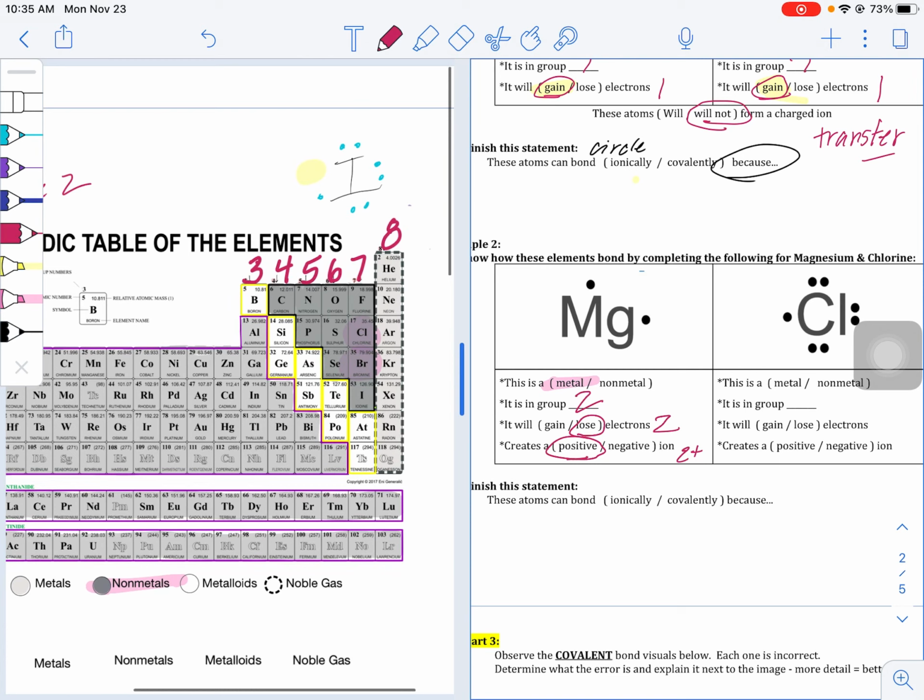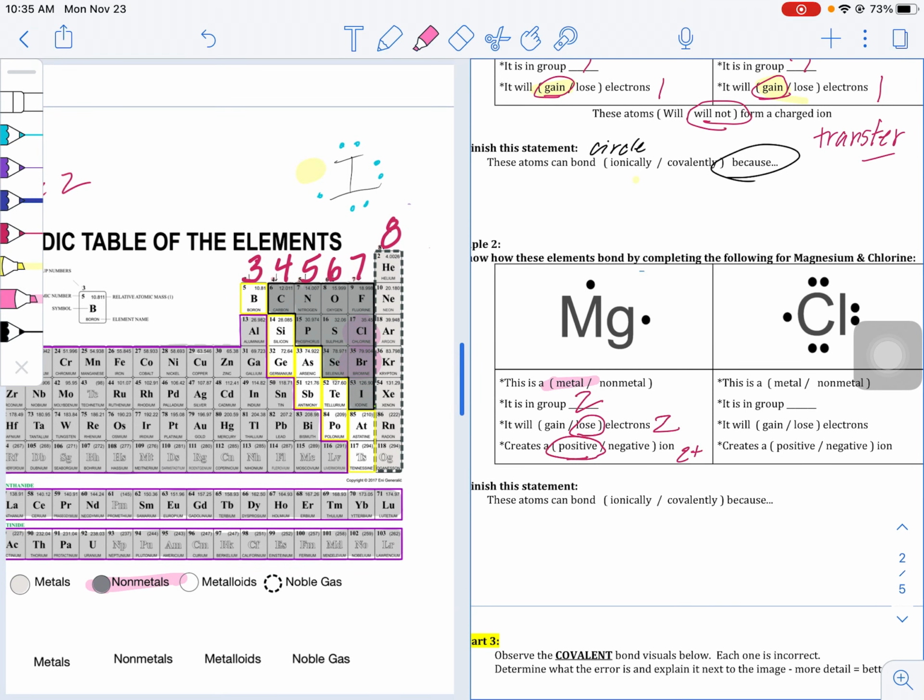Chlorine, back to that one, which we looked at in the previous, so we have a lot of that information already. Non-metal, group 7. Here it is going to still want to gain 1. And now, because it's working with another ion, it's going to create a negative ion. And that will be 1- as it gains another electron. So here you should start to see some opposite things happening, just like we did up top. We want to circle what kind of bond this is going to happen and give our because. And again, thinking about those keywords.